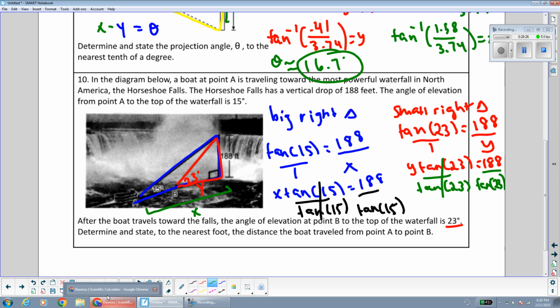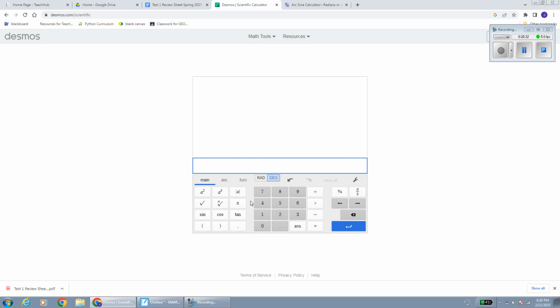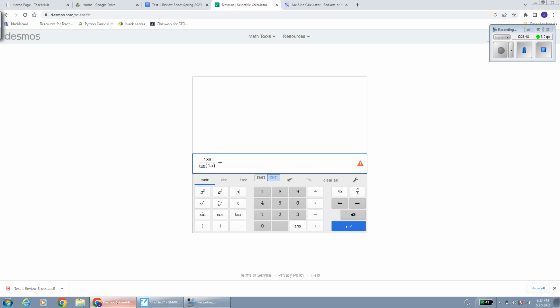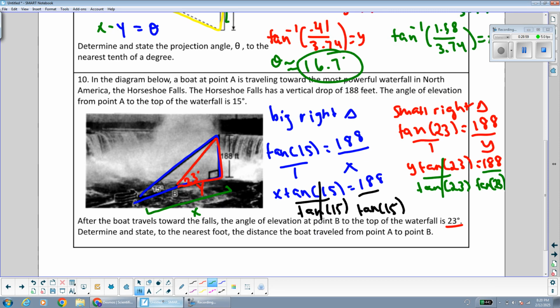So let me get my calculator. The first one is 188 over tangent 15. Let me clear this out. 188 over tangent 15, minus the other one, which is 188 over tangent 23. And that's about 259 feet, because it says round to the nearest foot.